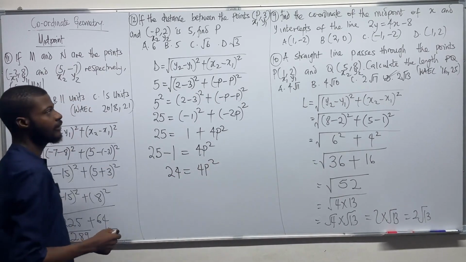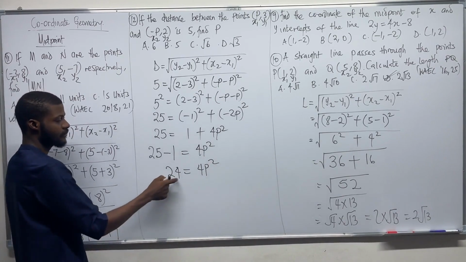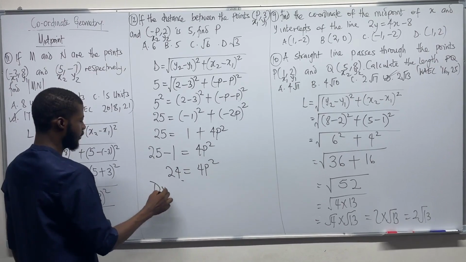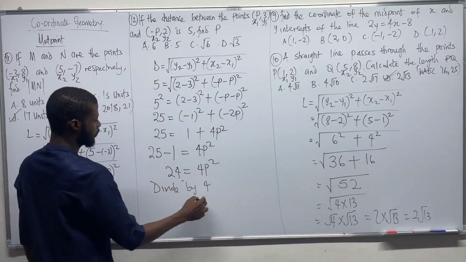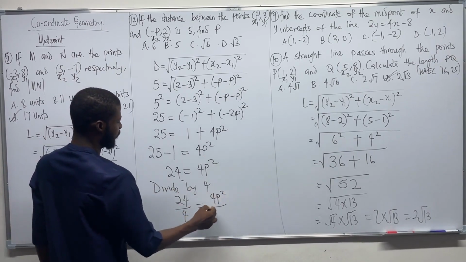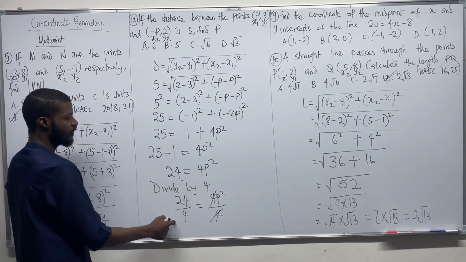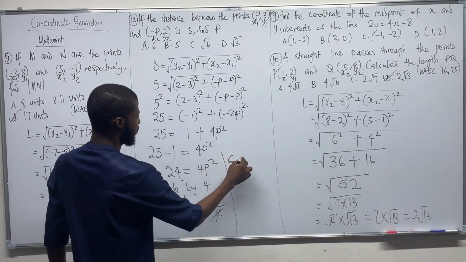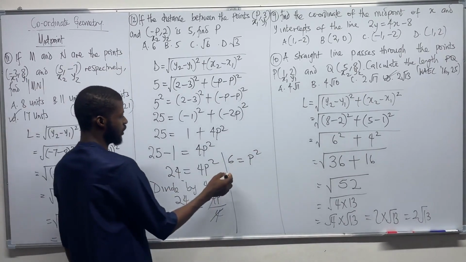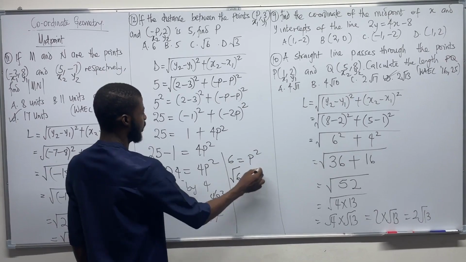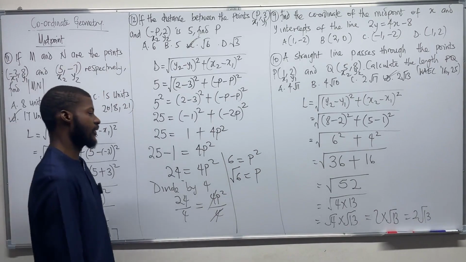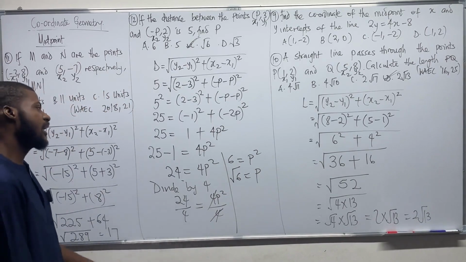Now I have to divide both sides by 4. So this is 24 over 4 equal to 4p squared over 4. So this will cancel this. 24 over 4 is 6. So 6 is equal to p squared. What is the opposite of square? That's square root. So the square root of 6 is equal to p, and that becomes your answer. So that's our answer to this very question, number 12. And it's easy.